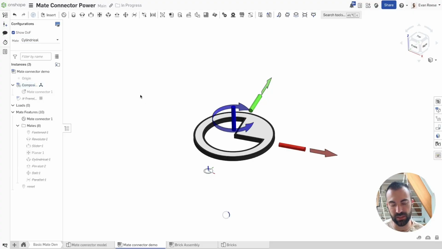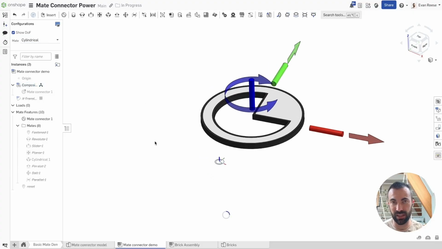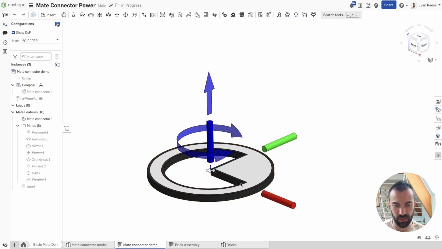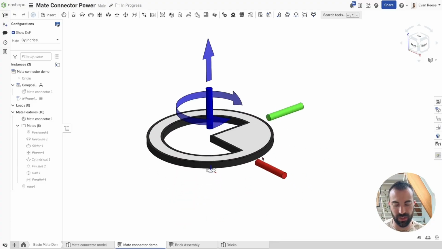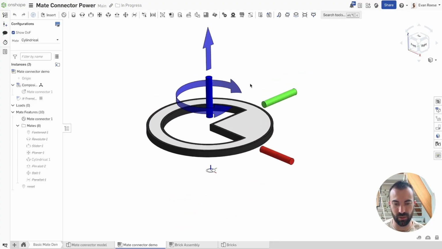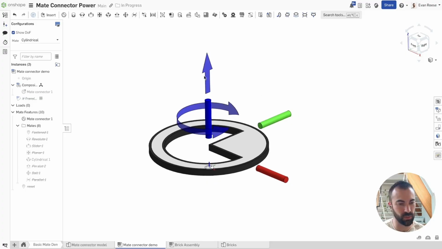Cylindrical is going to give us the behavior we would get if I had a cylinder sleeved inside of another cylinder. So it can slide in and out, and it can rotate. So I'm locking down all of the X and Y degrees of freedom and getting the rotation and translation about the Z degree of freedom.